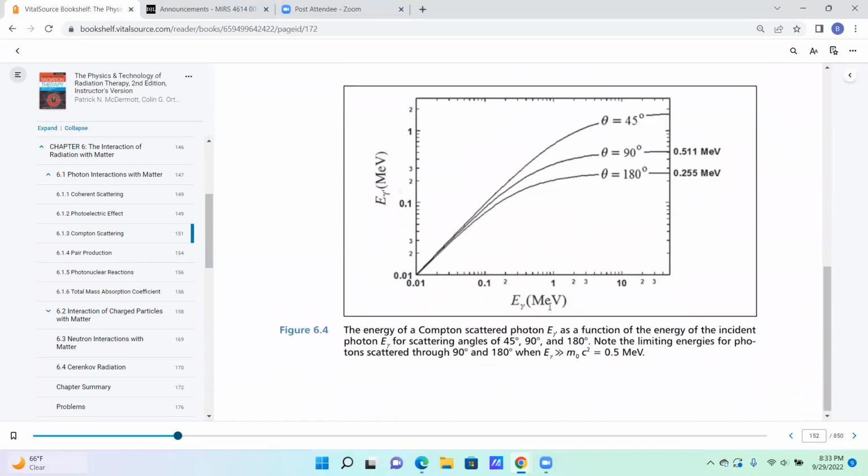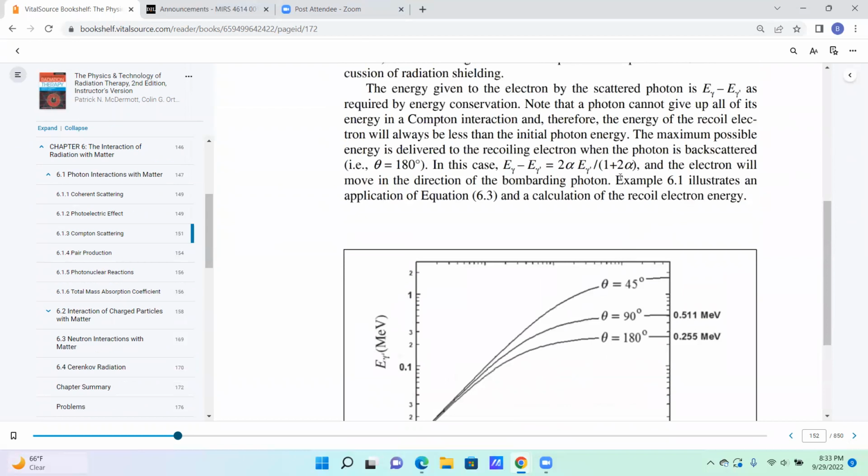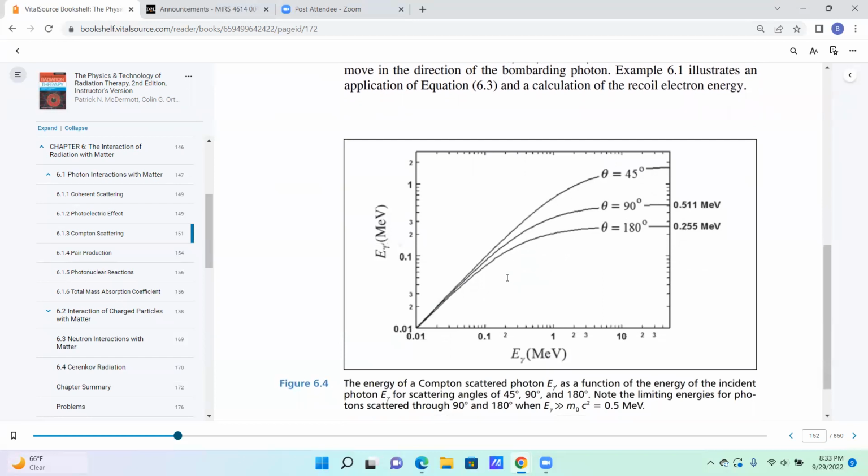Let's see, we'll get to an example here in a minute, an application of this, and a calculation of the recoil energy of the electron. Here you can see the energy of a Compton scattered photon as a function of the energy of the incident photon for scattering angles of 45, 90, and 180.